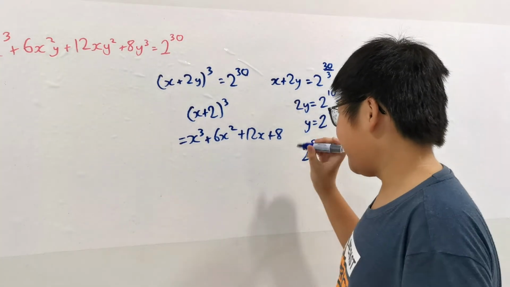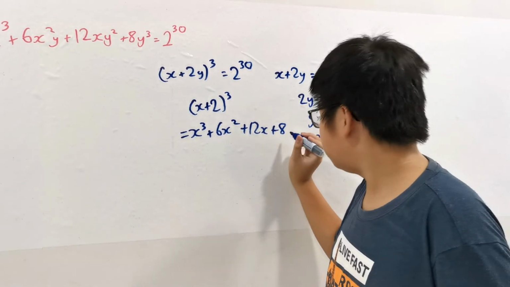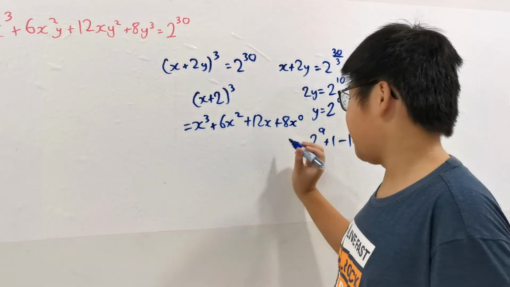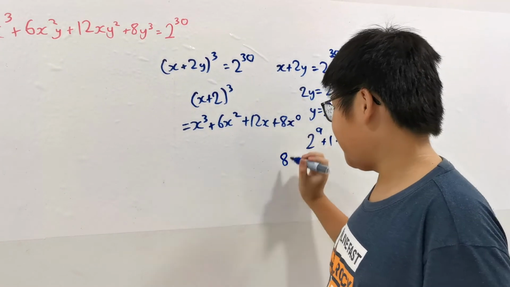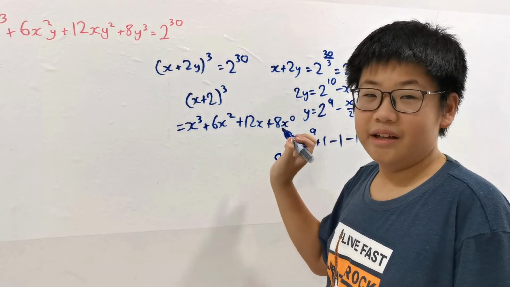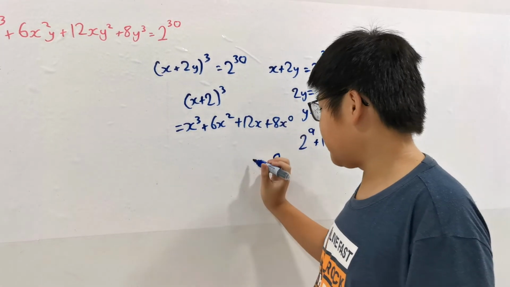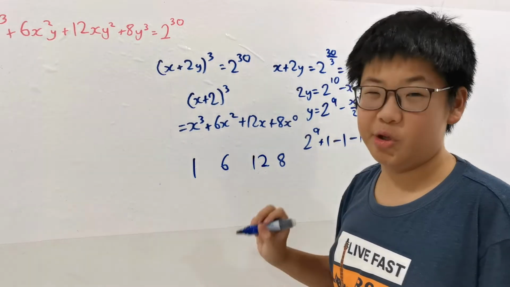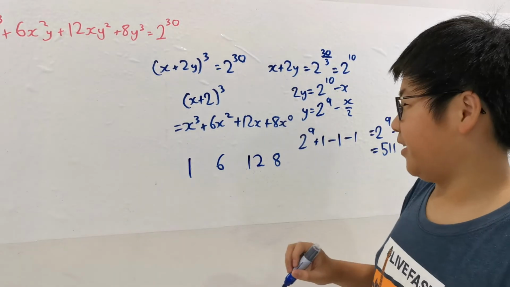Now, you see, this has power 0, so we write it here. So that means this hexahedron has 8 vertices. And since this x has index 1, we can say that this is 12 edges, 6 faces, and 1 cube, or whatever solid you prefer.